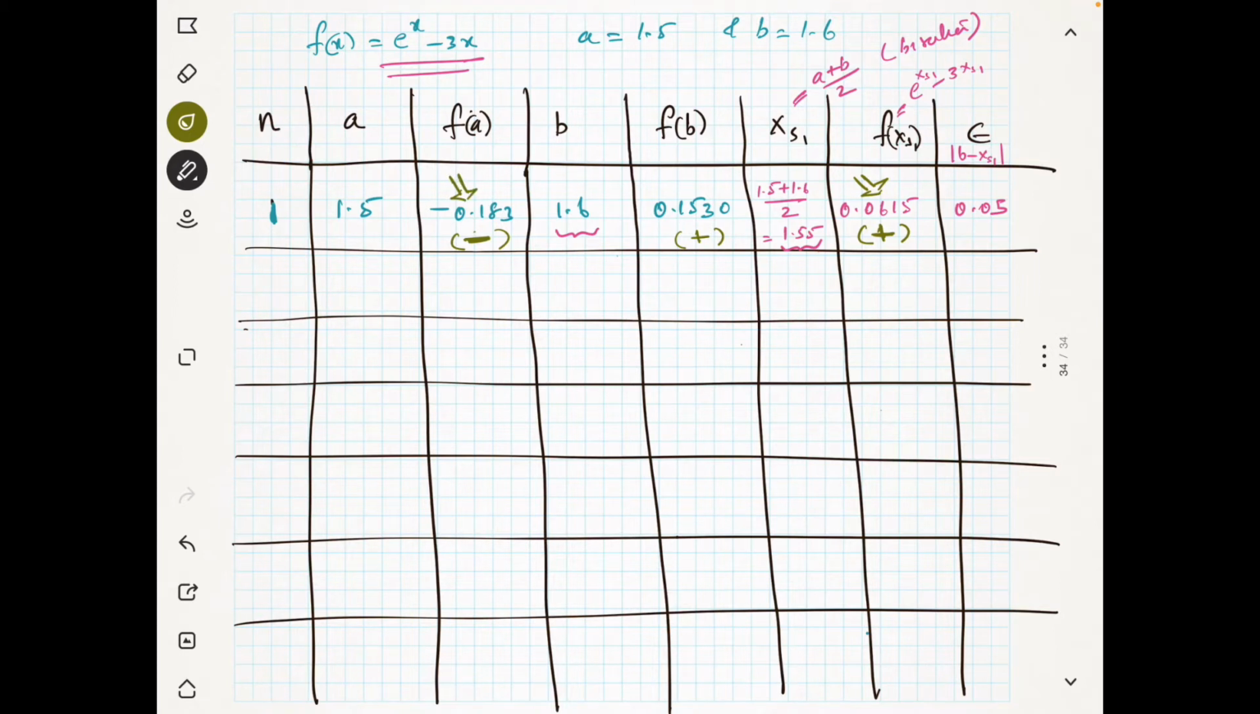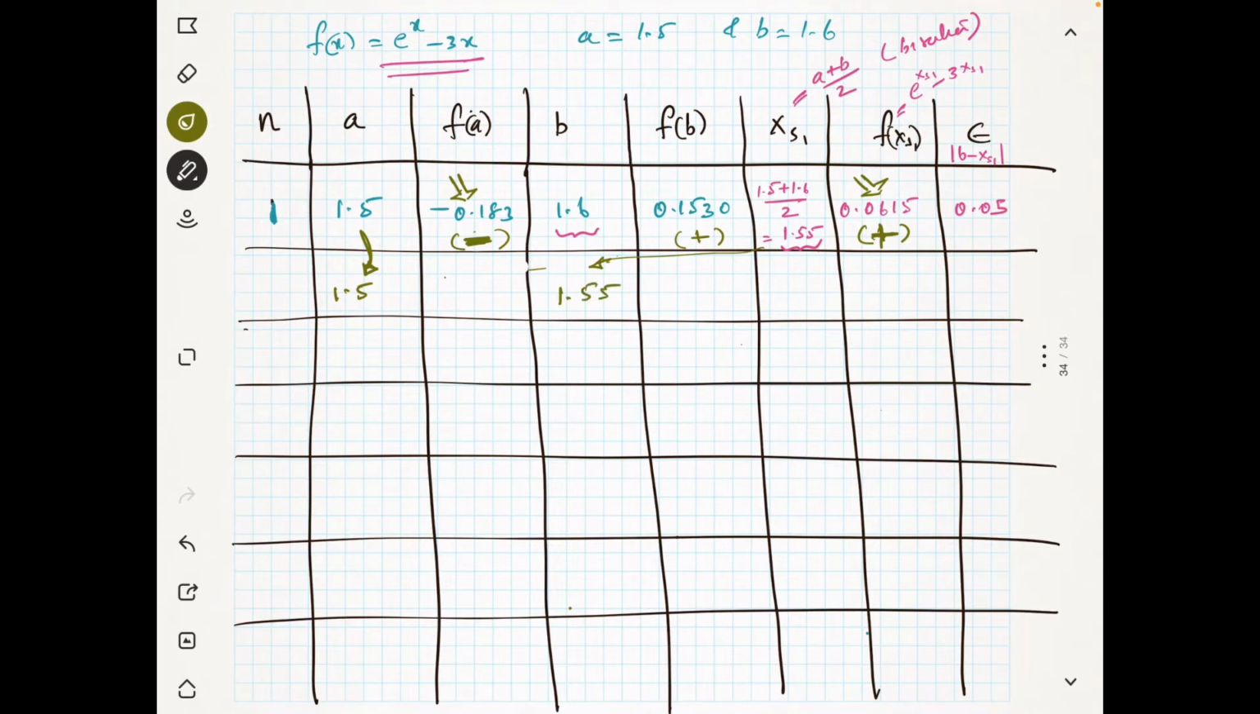So you will take a as the same, 1.5, and your b is the new b, because this is positive, because this is negative, here it is negative, and so I am taking this value, and this is positive, so I am taking this value now. So I will take this value now here, this becomes the new b.